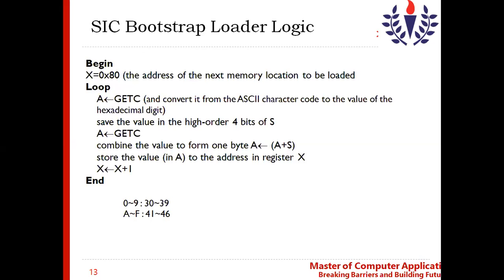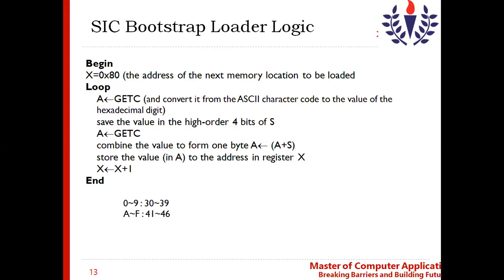When you call the getC function, it reads the character and stores it into the accumulator register, called A. The next step is to save the value in the higher order 4 bits of S. S is one more register; among the general purpose registers we use S and T, and here we use S. So in the higher order 4 bits of S, we save the character which has been read using getC and stored in A. From A, it is saved in the S register.